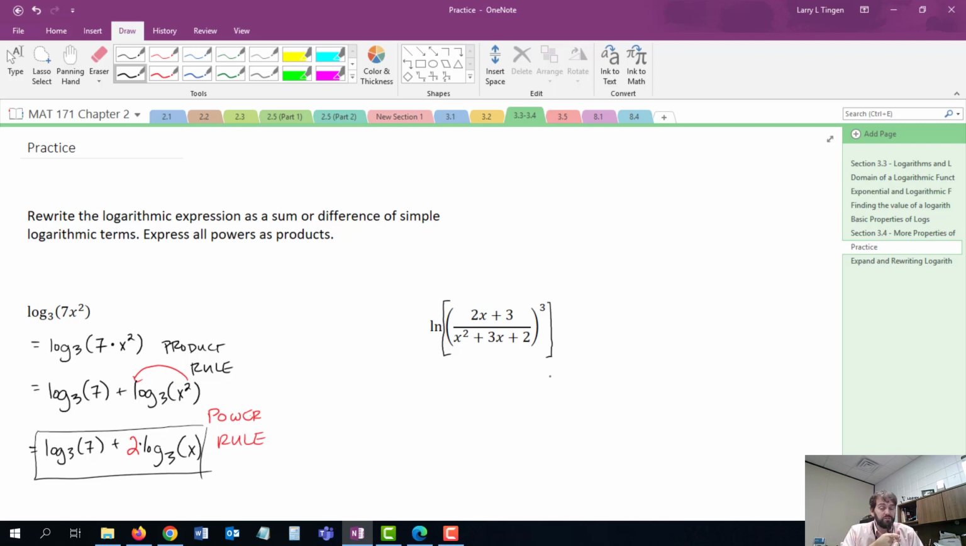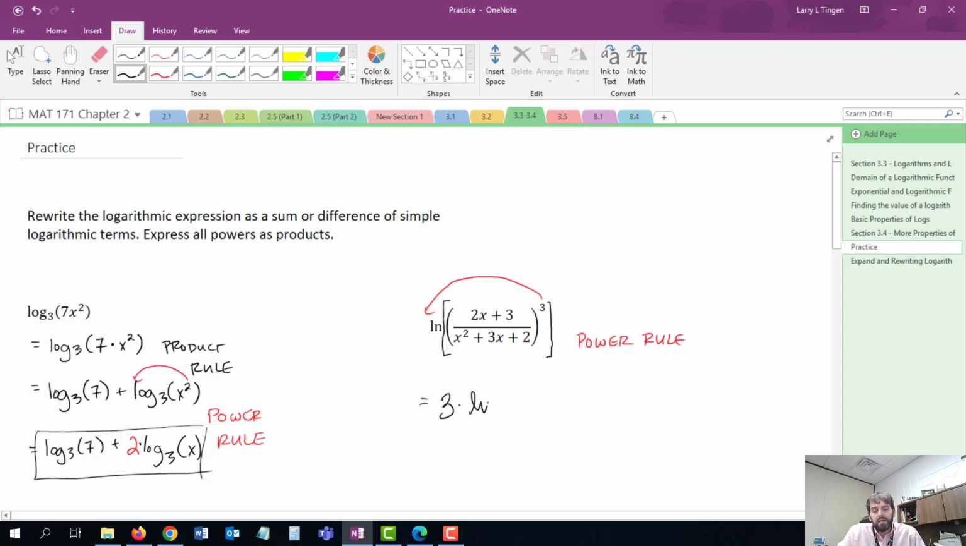Well, I have a fraction, so it looks like I'm going to have the quotient rule at some point. But that entire fraction is raised to the third power. So right off the bat, I need to deal with the power rule. I'm not going to break up the numerator and denominator when I have a really easy starting point.